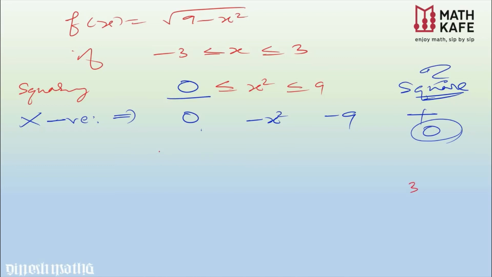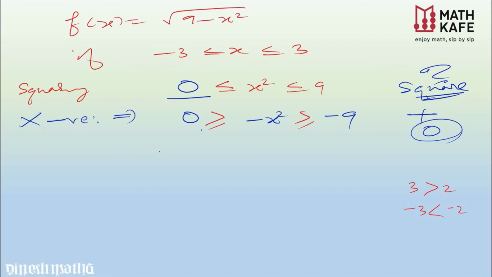You know that 3 is greater than 2, and if you multiply with a minus number, it will become -3 and -2. Obviously -3 is less than -2. Hope you know that idea very well. When you multiply, the inequality will be reversed. So I am writing 0 greater than or equal to minus x square greater than or equal to negative 9.